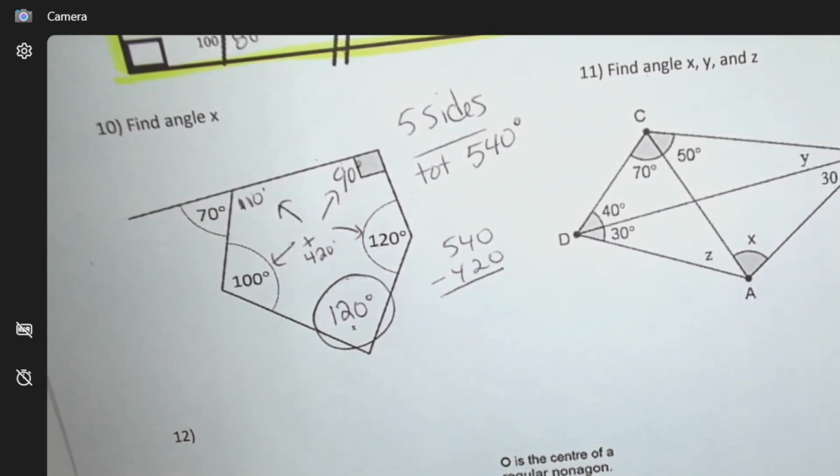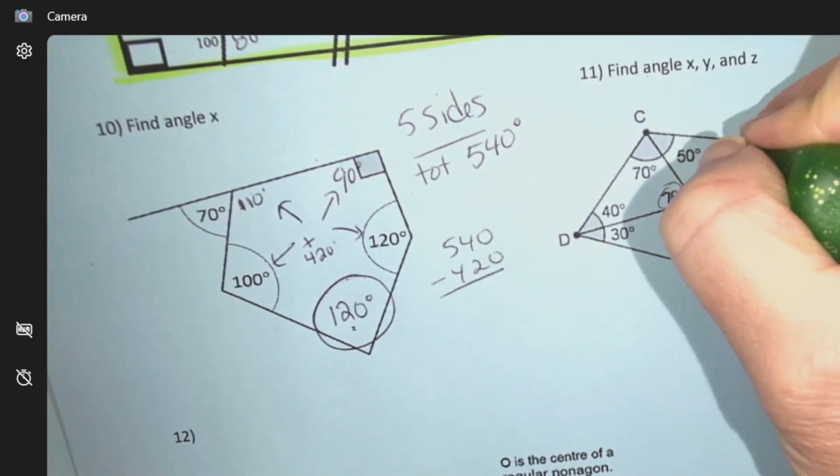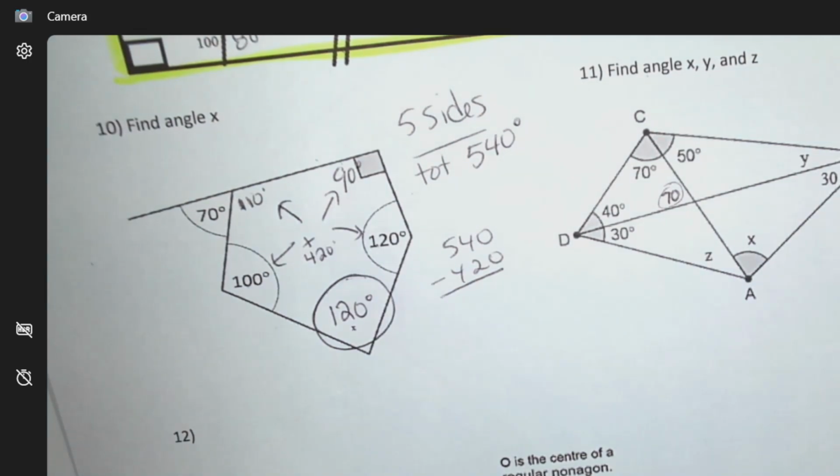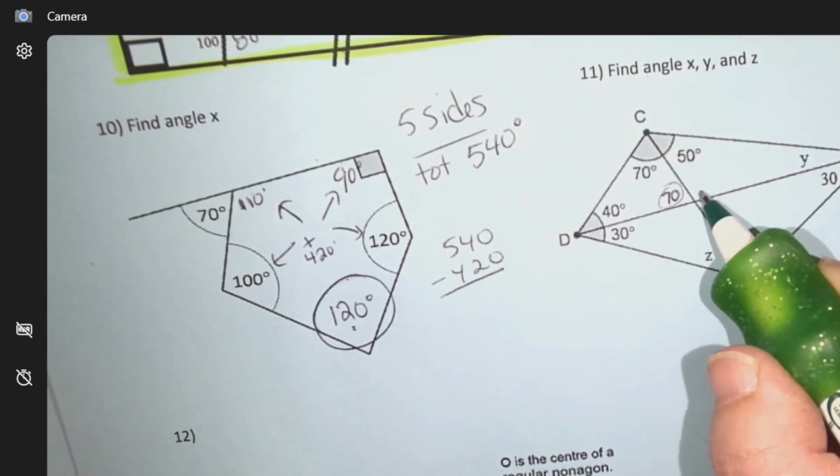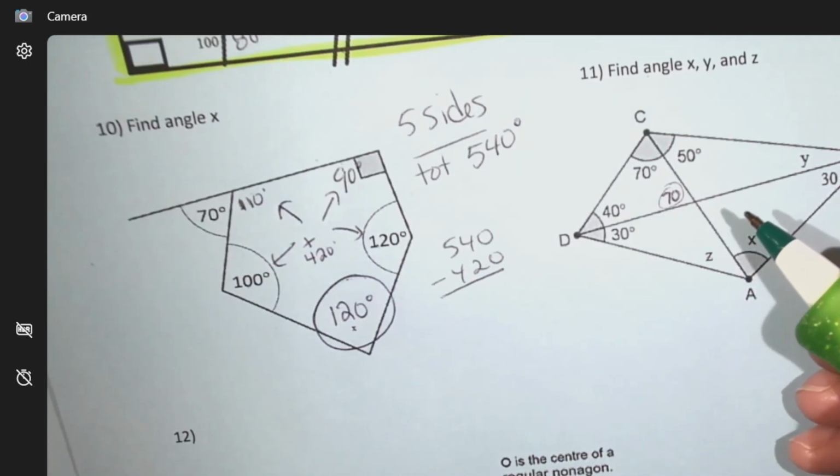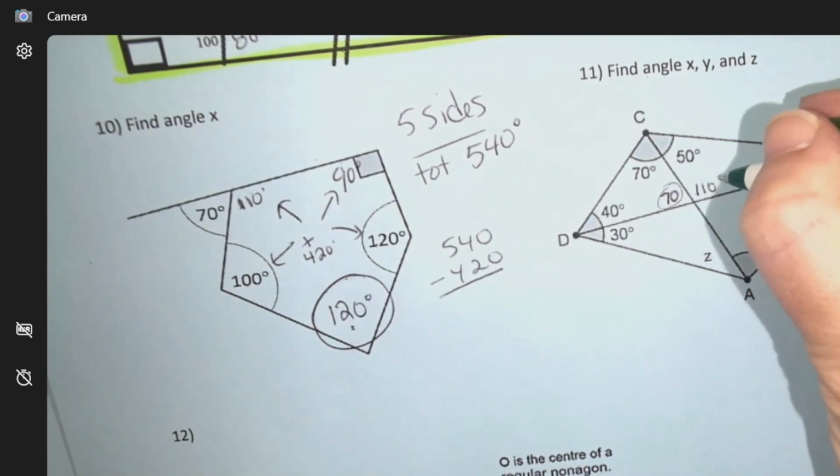Okay, and this one, where would you start? 40, 70, 40, 70, and yep, there's what I would start with because I can get the last triangle spot. And I got 70. Now, the next thing I would do is beside the 70. What's beside 70? Because you got to make 180 beside each other. 110.